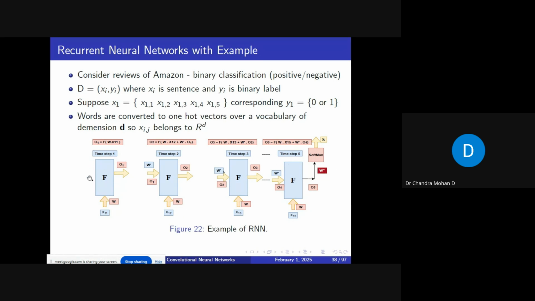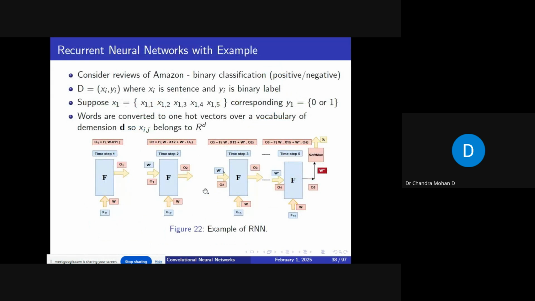So the first function F: what is O1? O1 is a function of the weight into x11. Simple. And O2 is a function of W into x12 plus W double dash, the previous output, into O1, and so on. This function may be any complex function, but it takes the weights and inputs. In the same way it will perform, and finally it will predict some value.